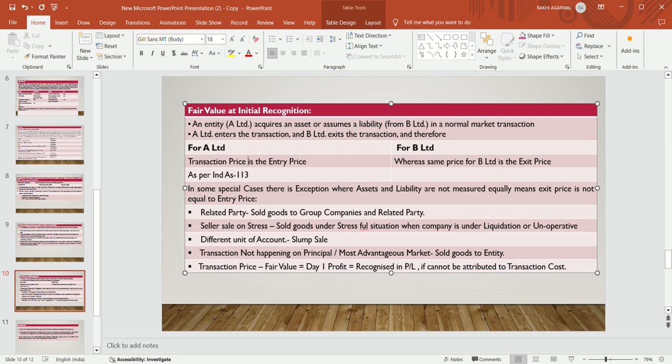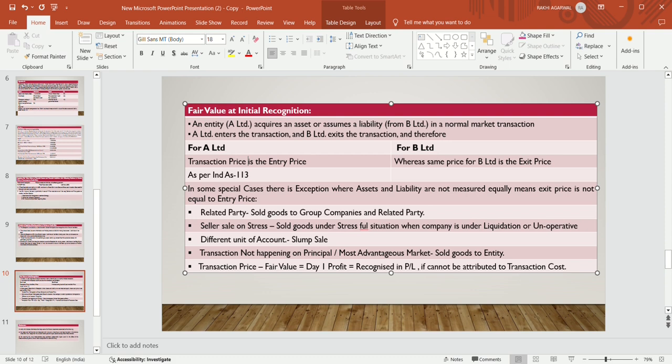But there are some special cases, some special situations, some exceptions where assets and liabilities are not measured equally. Means exit price is not equal to entry price. What was the situation? In case of related party transaction. Suppose goods are sold in group companies or to a related party, then it should not be measured at fair value. Means the entry price is not equal to the exit price in that case.